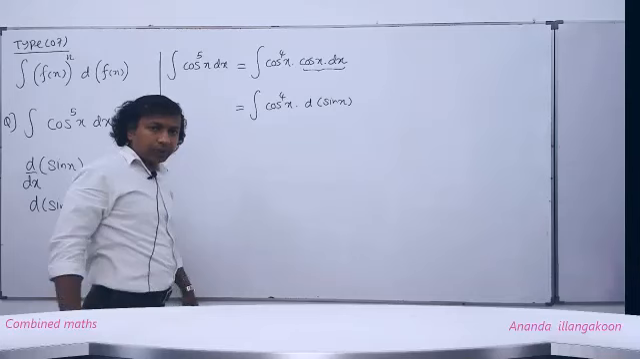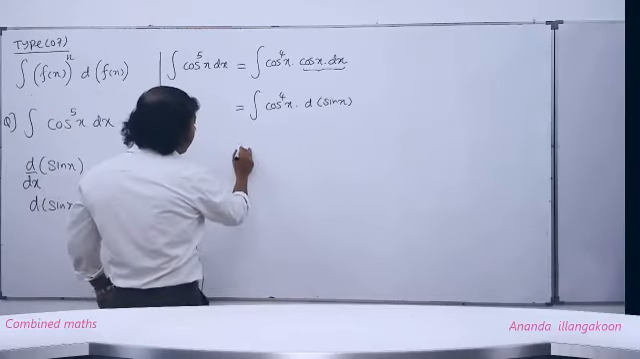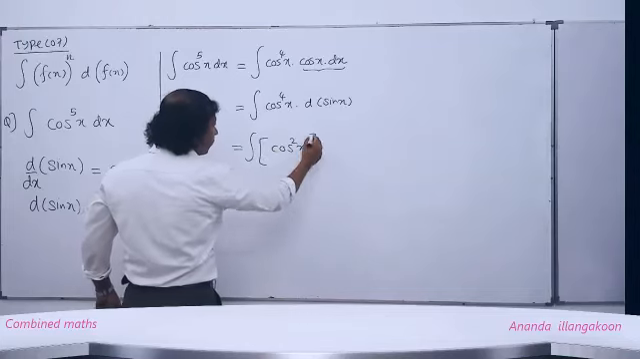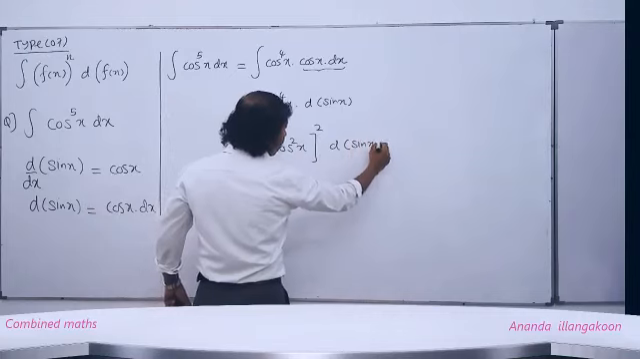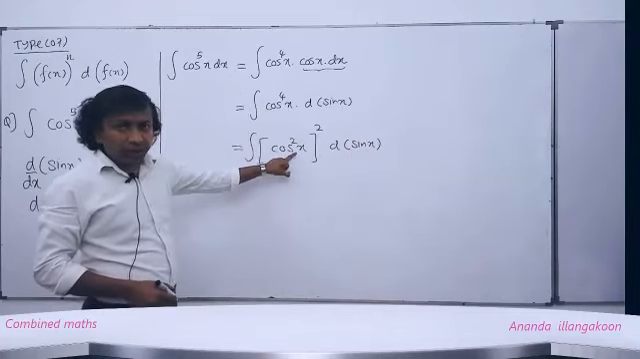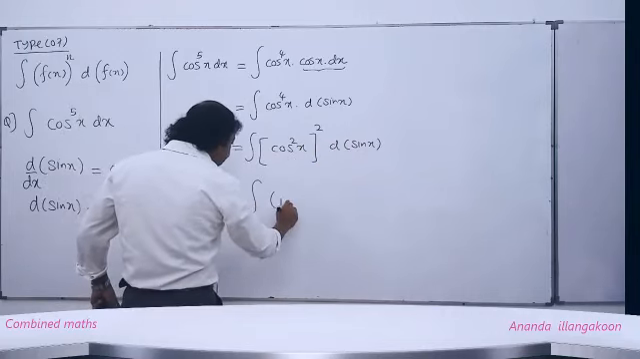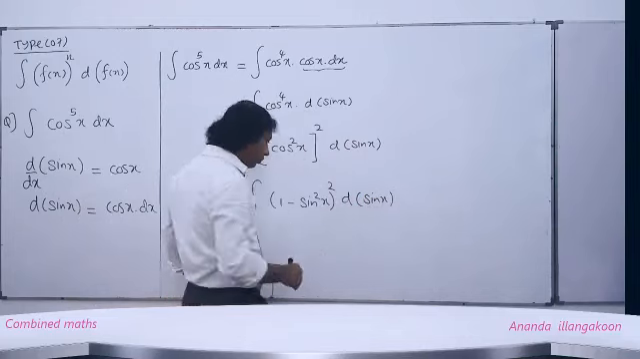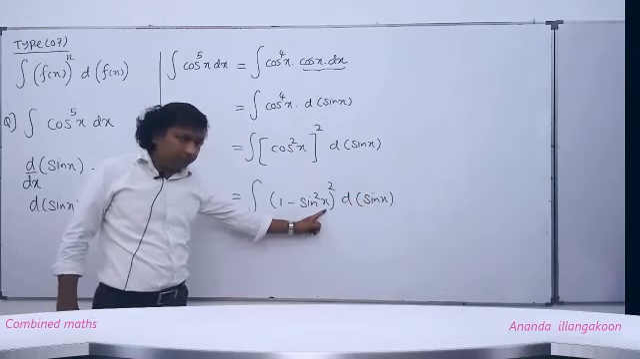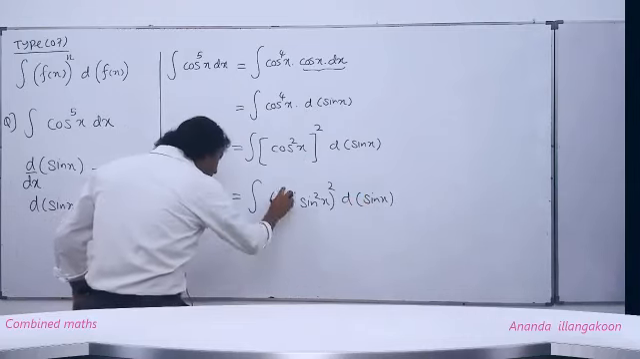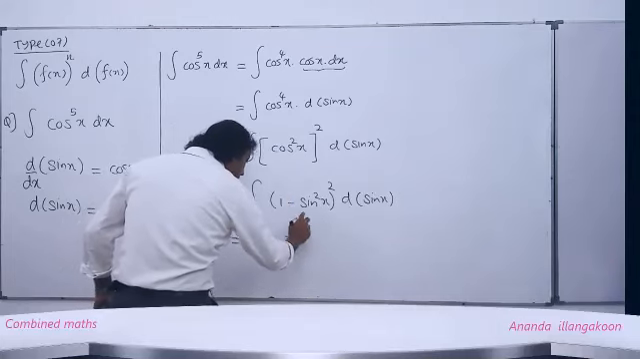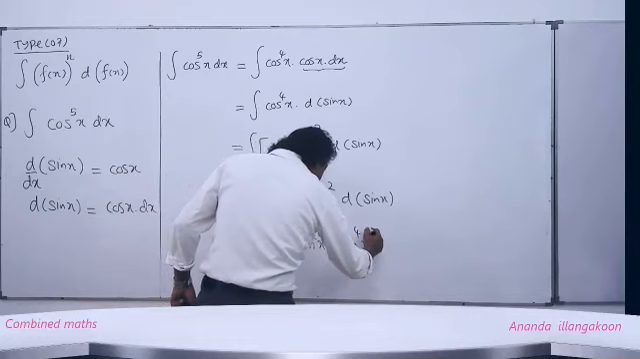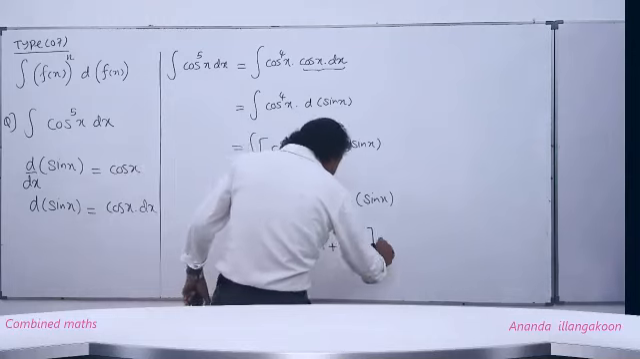But you know, this cos to the power of 4x I can write as cos squared x to the power 2, like this, d sin x. But this cos squared x I can write as 1 minus sin squared x, d sin x. Now you can expand this. What is the expansion of this? 1 squared is 1, minus 2 times this into this, sin squared x, plus sin to the power 4x, d sin x.